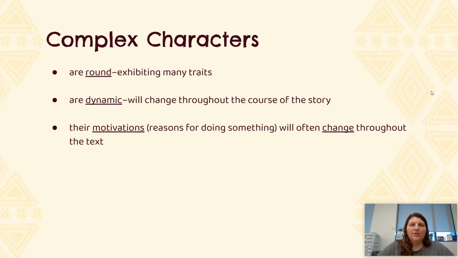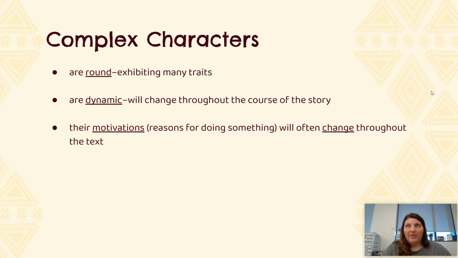Let's talk about character complexity. So complex characters are round, dynamic characters. With characterization, we have round characters and we have flat characters. Round characters mean they exhibit many traits, like we see different sides of them as a character, both good and bad. Dynamic characters are the opposite of static. That means that they change throughout the course of the story.